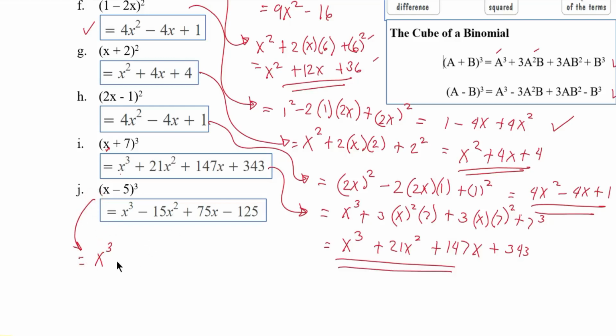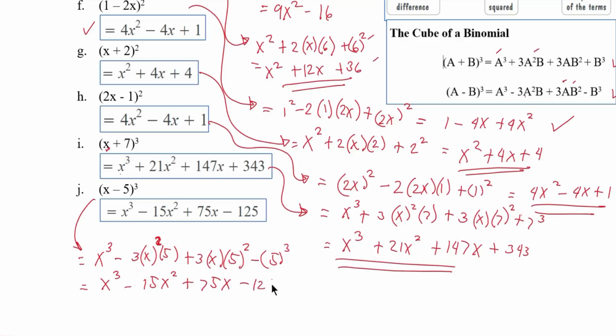The first term is x, so x cubed, then minus 3 multiplied by your first term, so x, then the second term is 5, so this is squared, then plus 3 multiplied by the first term and the square of the second term, so x multiplied by 5 squared, minus the cube of the second term. So this will be x cubed minus 15x squared plus 25 times 3, that is 75x, then minus 125.